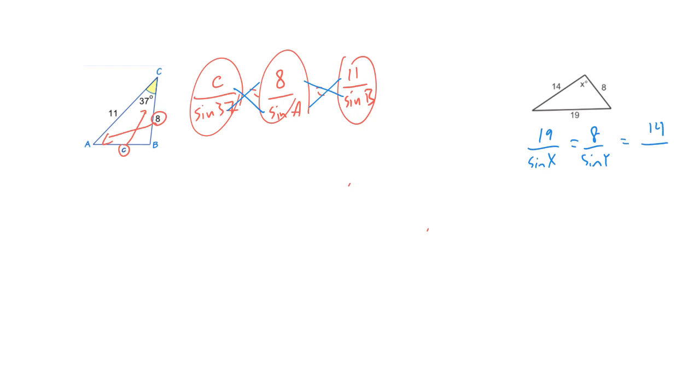I could have 14 over sine of z, but I would have two variables in any equation, and I can't have that. You have to have given at least one pair that's opposite itself or its angle where I know both numbers. So these are examples of when you need law of cosines. So let's go ahead and look at that.